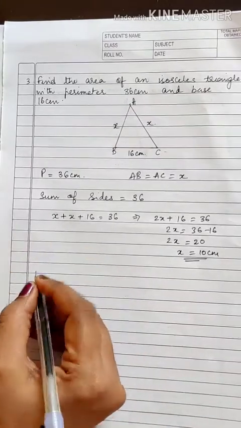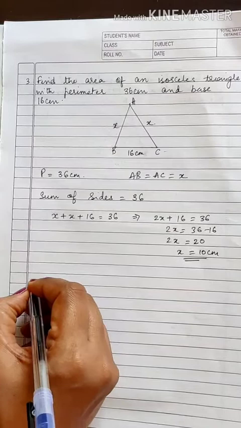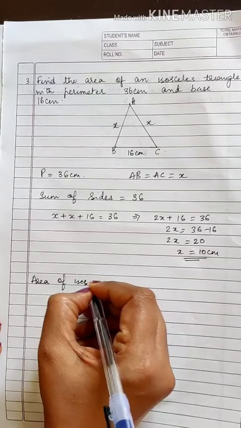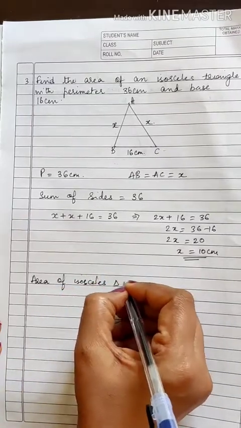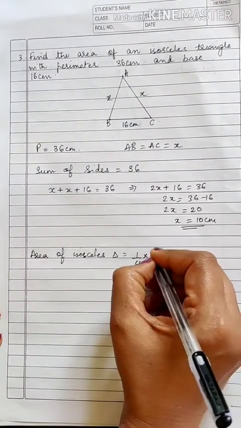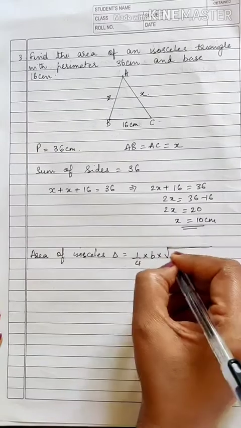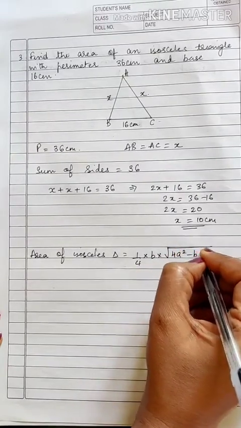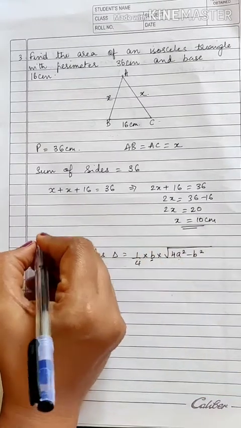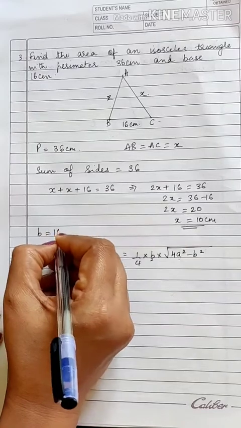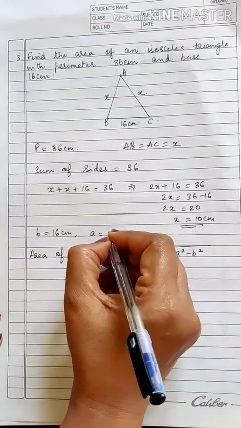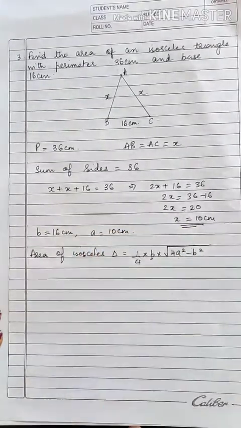Now in the formula of area of an isosceles triangle, the area of the isosceles triangle is given by 1 by 4 into b into root over of 4a square minus b square. Remember, b is the base and a is the equal side. So here you get b as 16 centimeter, which is given, and a is the equal side, which we have found out as 10 centimeter.